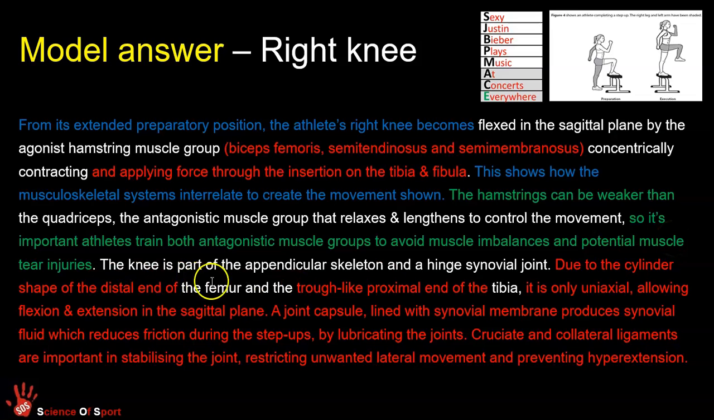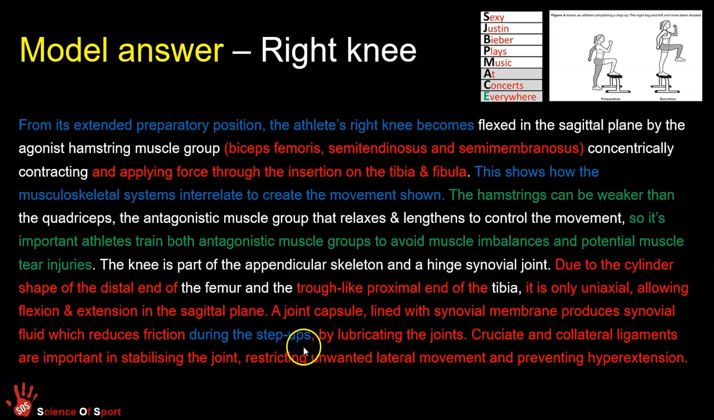Icing. Knee is part of the appendicular skeleton and is a hinged synovial joint. Basic ingredient. Due to the cylinder shape of the distal end of the femur and the trough-like proximal end of the tibia, what a show off. If I'm just saying the bone names, that's fine, but I'm showing off about anatomical position, descriptive terms, I'm showing off about bone shapes. It's only uniaxial, I'm showing off about the joint knowledge, allowing flexion and extension at the sagittal plane. I'm showing off about synovial joint structure. A joint capsule lined with synovial membrane produces synovial fluid, which reduces friction during the step up.